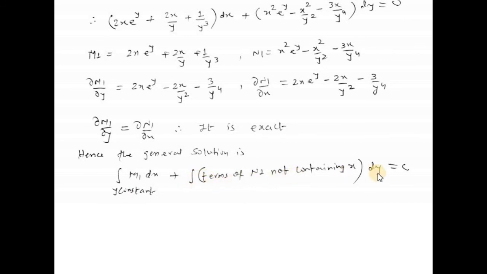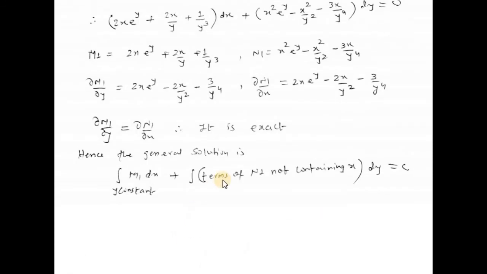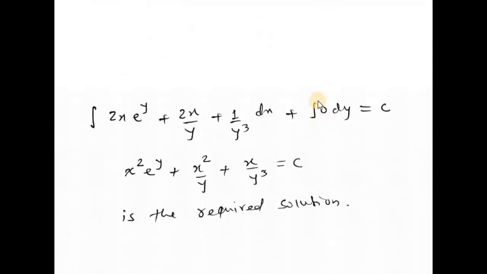Hence the general solution is given by integration of M1 dx where y is a constant, plus integration of terms of N1 not containing x dy, equal to c. So it will be integration of M1, 2x e raised to y plus 2x divided by y plus 1 divided by y cube dx, and here we have to write down terms of N1 not containing x, but in N1 there are 3 terms and all 3 terms contain x, therefore we have to skip all these terms, therefore we will write down 0 over here. So integration of 0 dy equal to c.